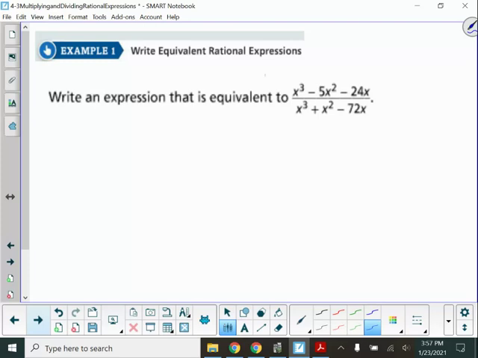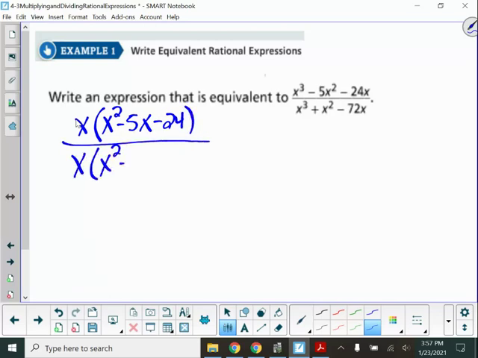So here's our first example. First thing we always want to check for is a common monomial factor. Well, I see on top I can factor out an x, and I'd be left with x squared minus 5x minus 24. On the bottom, I can also take out an x, and I'm left with x squared plus x minus 72.